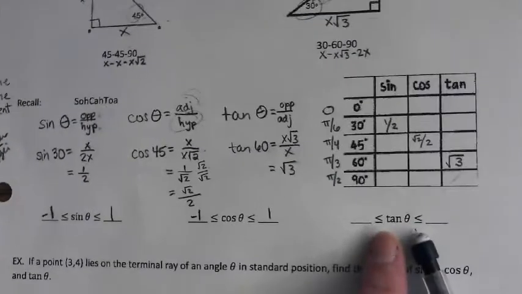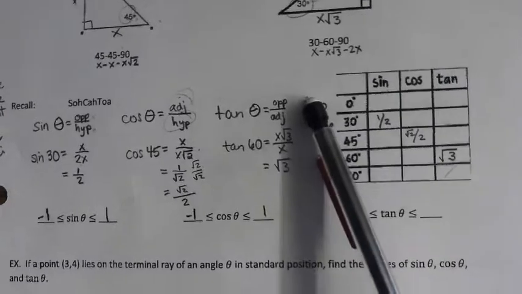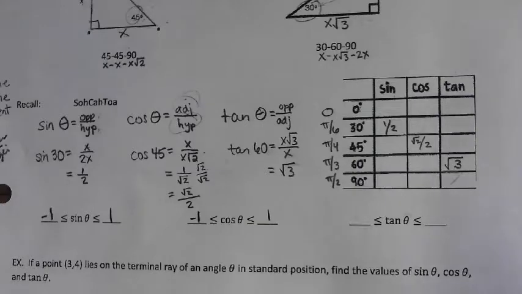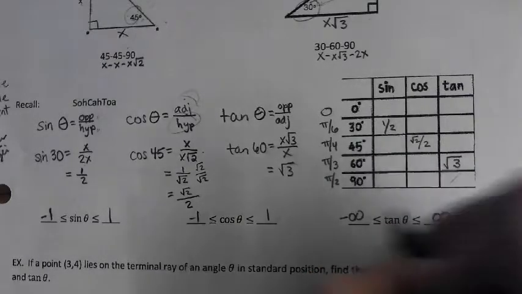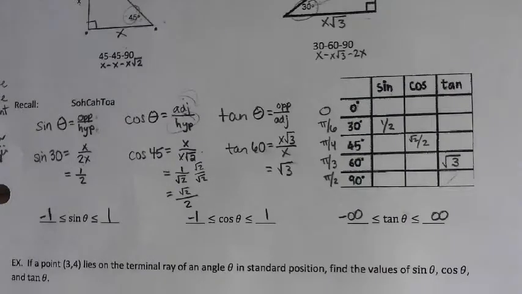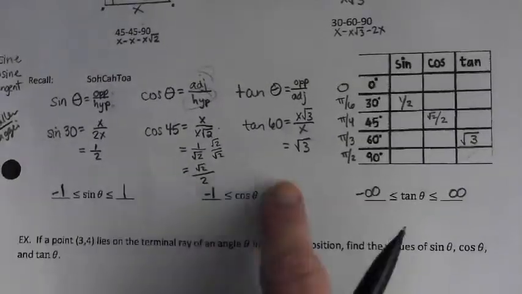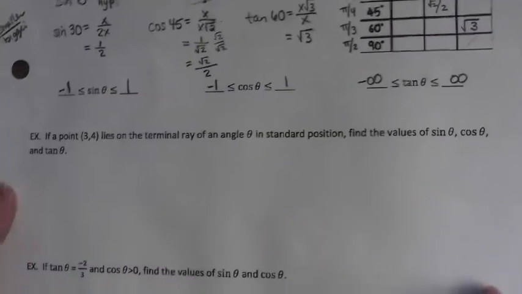The tangent can go a whole bunch of directions, right? The opposite side could be bigger or smaller than the adjacent side. So this one, there's no limitations. It can be -infinity to infinity. Okay, so there's some background here. And so we're going to be using SOHCAHTOA quite a bit today and keeping these things in mind just to check ourselves. So here's a typical example.